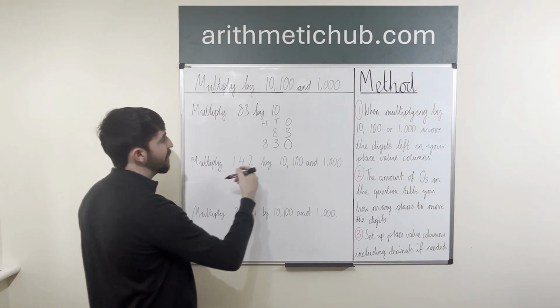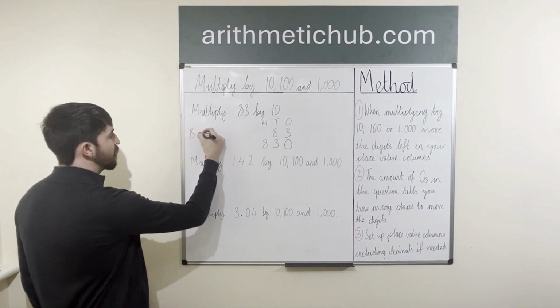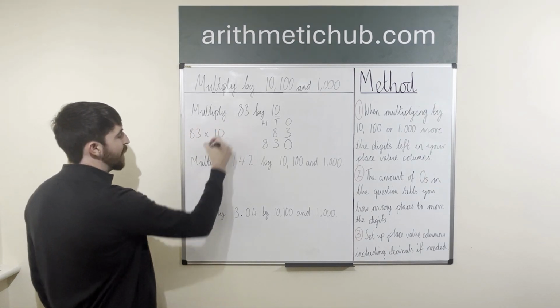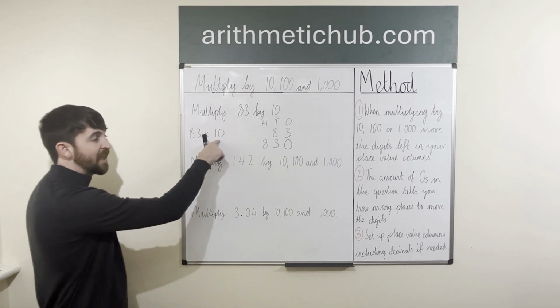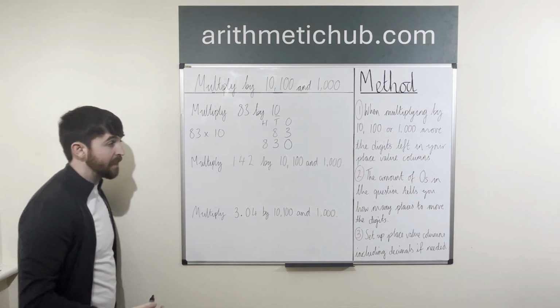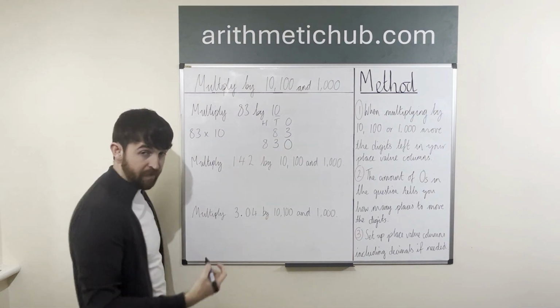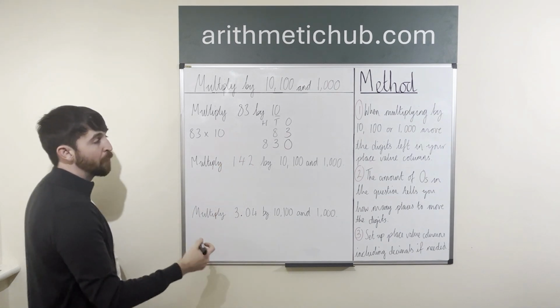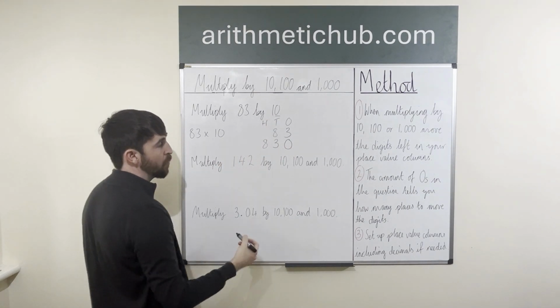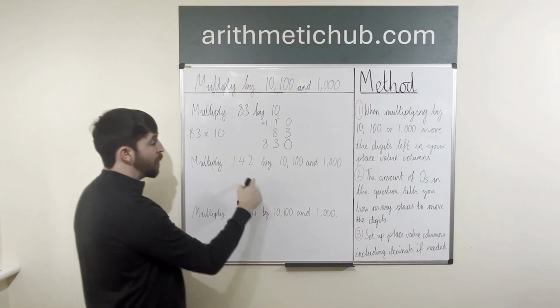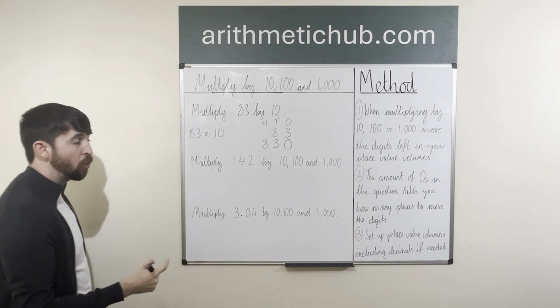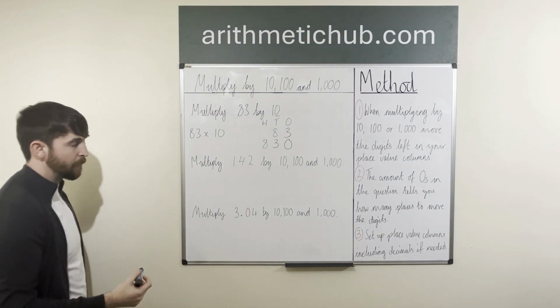This method is really handy. Sometimes you'll see a question that looks like this, 83 times 10. Now what you don't want to do is you don't want to set that up in a column method. What's much easier to do is a method like this where you drop it down and you move the digits, okay? But it's important that we line up these place value columns, okay? So let's have a look again over here. Multiply 142 by 10, 100 and 1000.